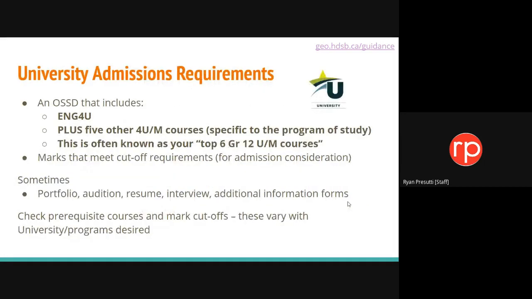The general admission requirements for university acceptance is an Ontario Secondary School Diploma. That includes grade 12 University English, ENG 4U, plus five other 4U or M courses. Those additional 5 are specific to the program of study, and that's why it's important you check the Ontario University's website and the prerequisites tab to see what those prerequisites are.